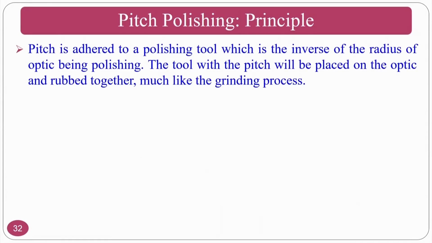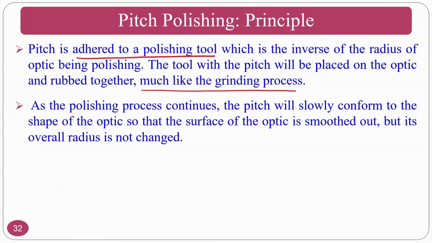Pitch polishing principle. Pitch is adhered to the polishing tool, which is the inverse of the radius of the optic being polished. The tool with pitch will be placed on the optic and rubbed against it, much like a grinding process. You just take the lens, take a pitch tool, and put the slurry as well as the pitch, then do the operation by applying a certain load at your required speed. This will act as a grinding process also, because, as mechanical engineers, we see this as a basic grinding process.